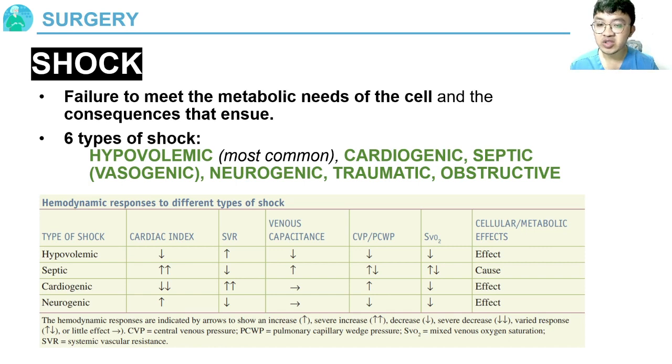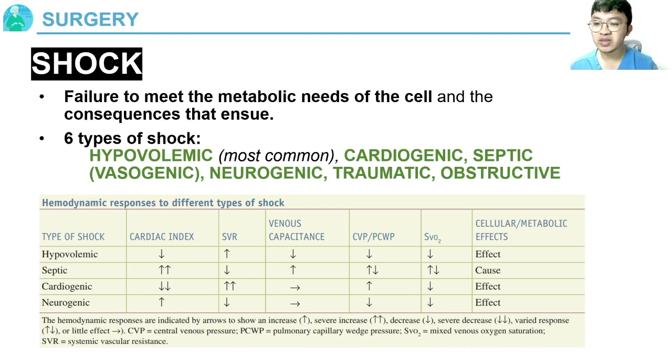For hypovolemic shock, a decreased blood volume is going to depress the cardiac index, the amount of blood that is being pushed out of your heart. In response, your body is going to try to constrict its peripheral vasculature to allow blood to go back to the heart and perfuse the more important organs. The SVR, the systemic vascular resistance, increases, and your capacitance, which is basically the opposite of your SVR, decreases.